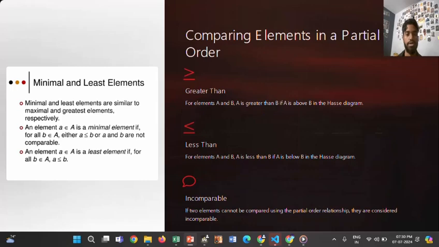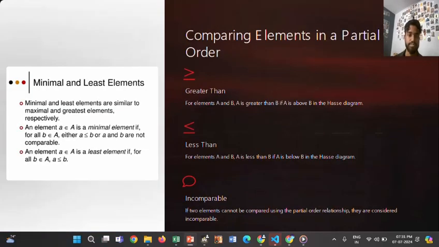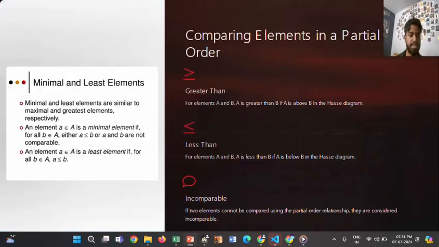Comparing elements in a partial order. Greater than: for elements A and B, A is greater than B if A is above B in the Hasse diagram. See, if we consider GGG as A and GUG as B, these two are elements in the hierarchy where A is GGG, which is above GUG, which is B. Less than: let's consider A and B. A is less than B if A is below B. Suppose we consider GUG as A and GGG as B, where A is below B, so A is less than B.